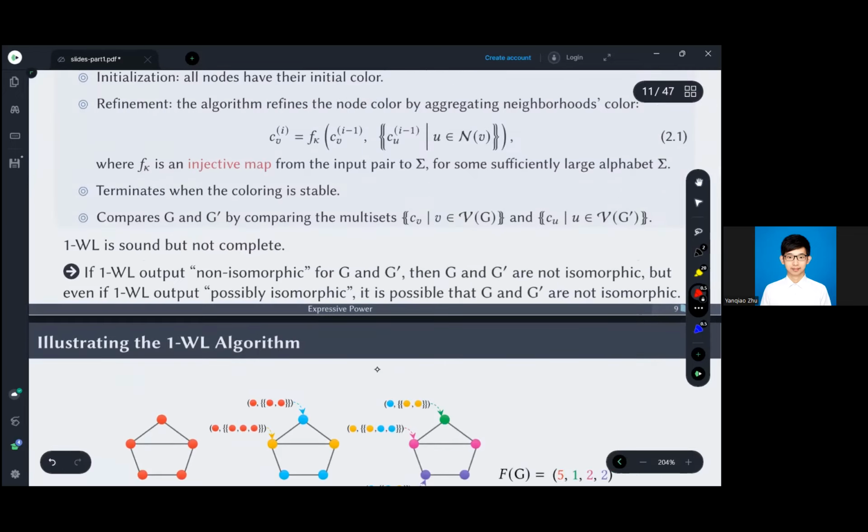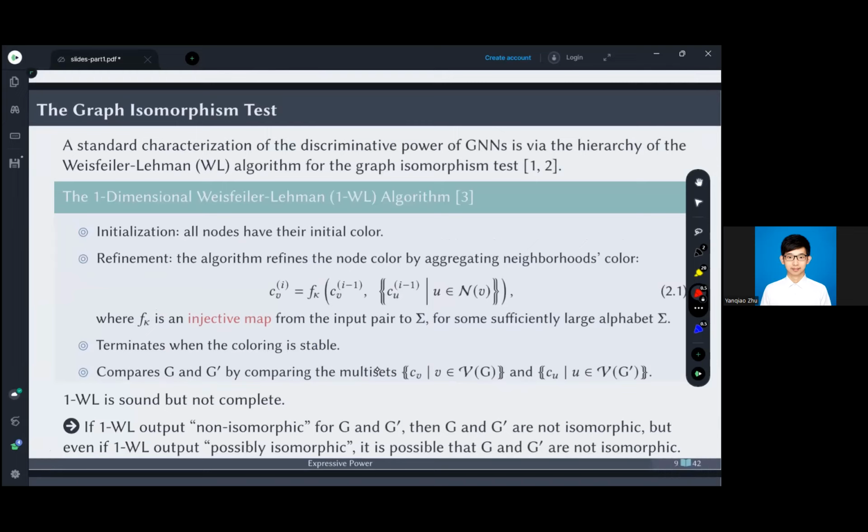So this dates back to 1968, when two Soviet mathematicians proposed the so-called Weisfeiler-Lehman algorithm. And here is the simplest version, the so-called one-dimensional Weisfeiler-Lehman algorithm. This algorithm aims at recognizing whether a given pair of graphs are isomorphic or not.